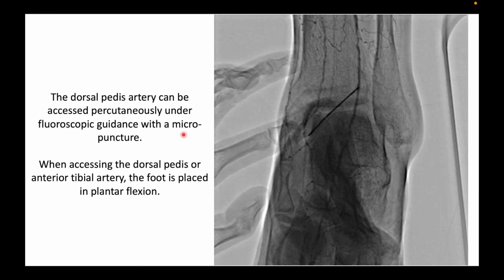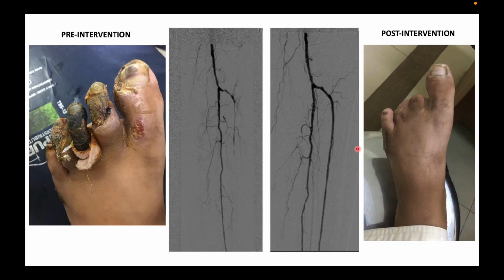Similarly, this is the dorsalis pedis artery that can be accessed percutaneously under fluoroscopic guidance with a micropuncture needle. You can see the dorsalis pedis, and that's the micropuncture needle being punctured under the roadmap, or you can use ultrasound guidance to do it. But when accessing the dorsalis pedis or anterior tibial artery, the foot is placed in plantar flexion. That helps you do this, and if you have a CTO which is not being opened up antegradely, then you can use these vessels to go retrogradely.